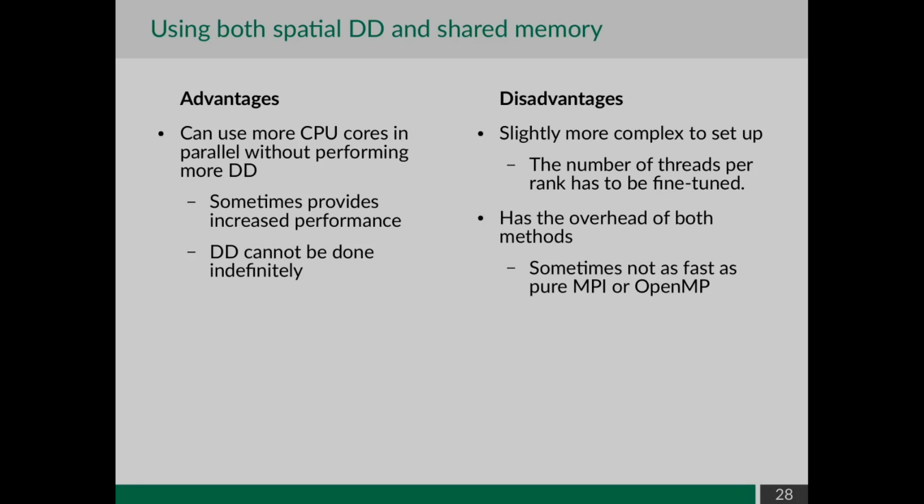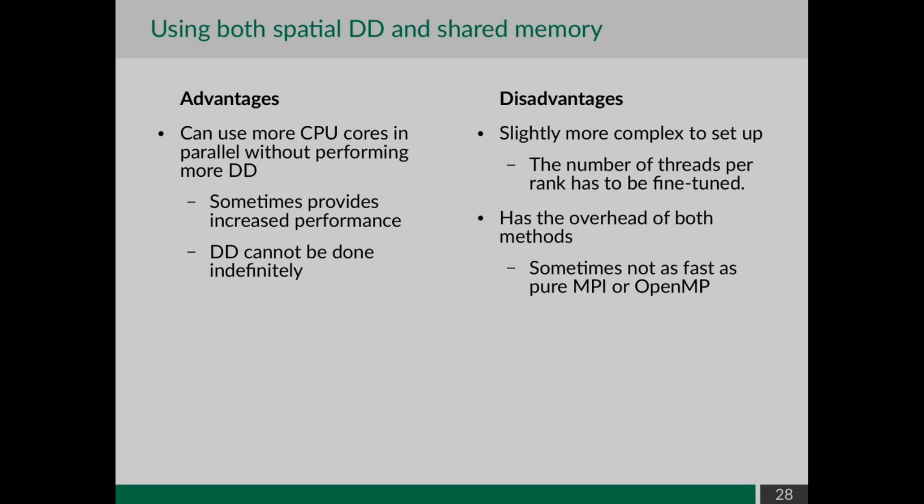This has both advantages and disadvantages. First, you can use more CPU cores in parallel without having to perform more domain decomposition, which is great because sometimes it provides you with just this little added performance increase. Because you cannot perform domain decomposition indefinitely, but here instead, you can still add more cores without having to perform more domain decomposition. However, there are disadvantages.